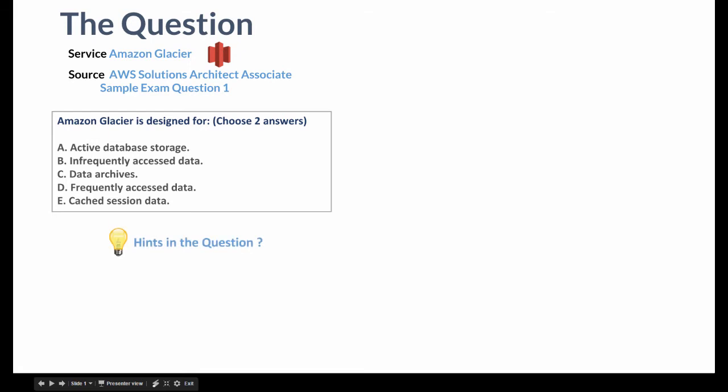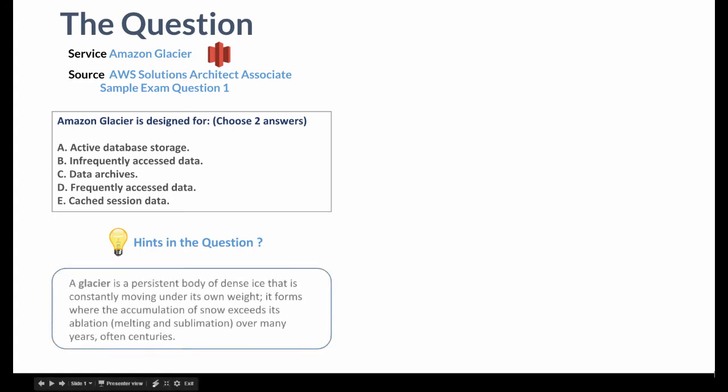question. So if you knew nothing about Amazon Glacier, I still think you could probably work this question out. How? Well, what's a glacier? I mean, a glacier is a persistent body of dense ice that's constantly moving under its own weight. It forms where the accumulation of snow exceeds its ablation over many years, often centuries. Now that's a mouthful and it doesn't really mean much, but you get the general idea that a glacier is a very slow moving thing. And so is Amazon Glacier. So the hints are in the question for you.